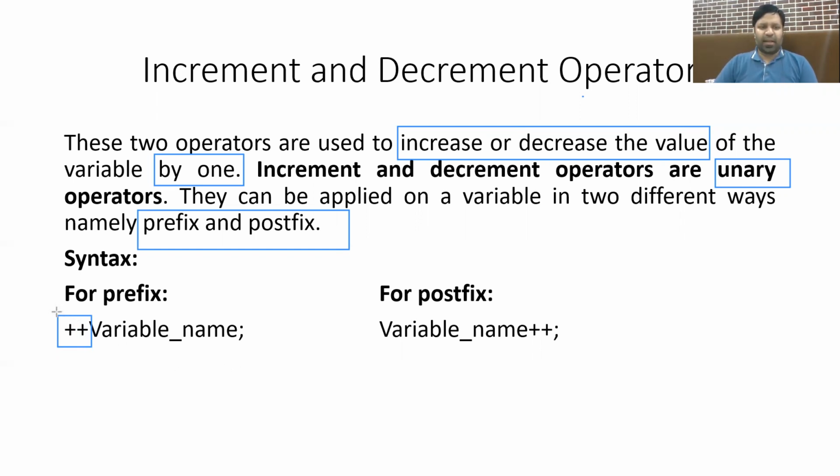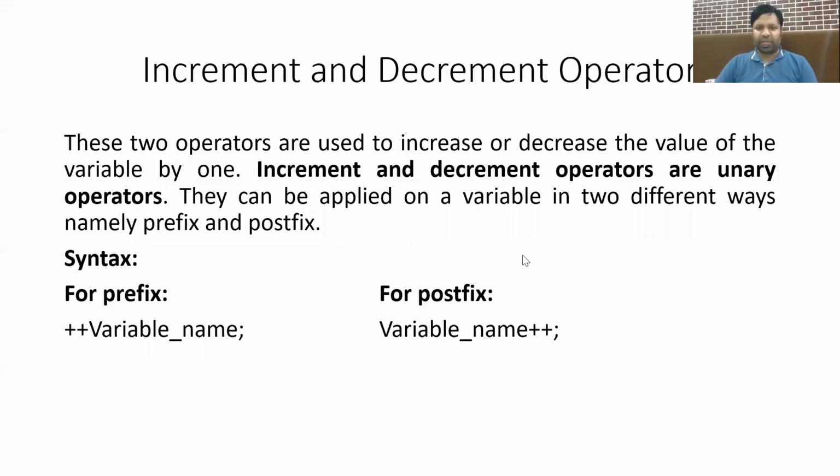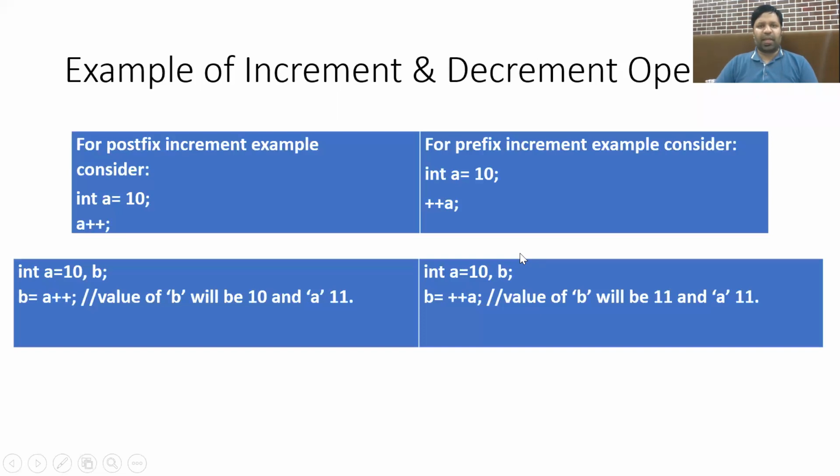Now when the double plus operator, which is the increment operator, comes before the operand, it is called prefix, and when the increment operator comes after the operand, it is called the postfix increment. So here you can have a look at the examples for the increment and decrement operators. Here you will also see what is the difference between the prefix and the postfix. There are two tables that have been given.